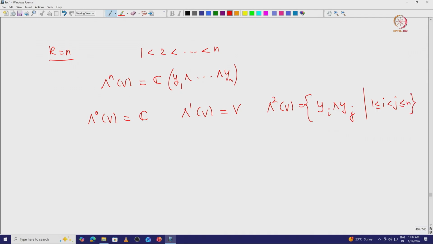And from this it is easy to see that the dimension of lambda k V is exactly the binomial coefficient n choose k. So, this is indeed the dimension. For example, the dimension of lambda 2 V, because we are picking i less than j from 1 to n, is n choose 2.